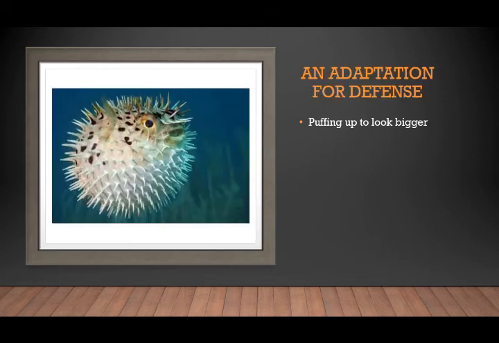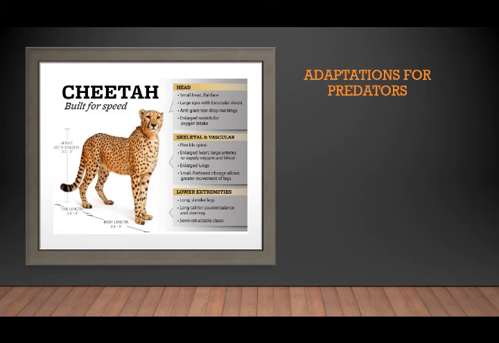This is an adaptation for defense. Pufferfish puff themselves up to look bigger to scare off their enemies. And these are adaptations for predators. I'm taking an example of a cheetah. In general, there are at least three adaptations that a predator should have. The speed to catch its prey, and of course it has sharp teeth, yeah, and then it has sharp eyesight.